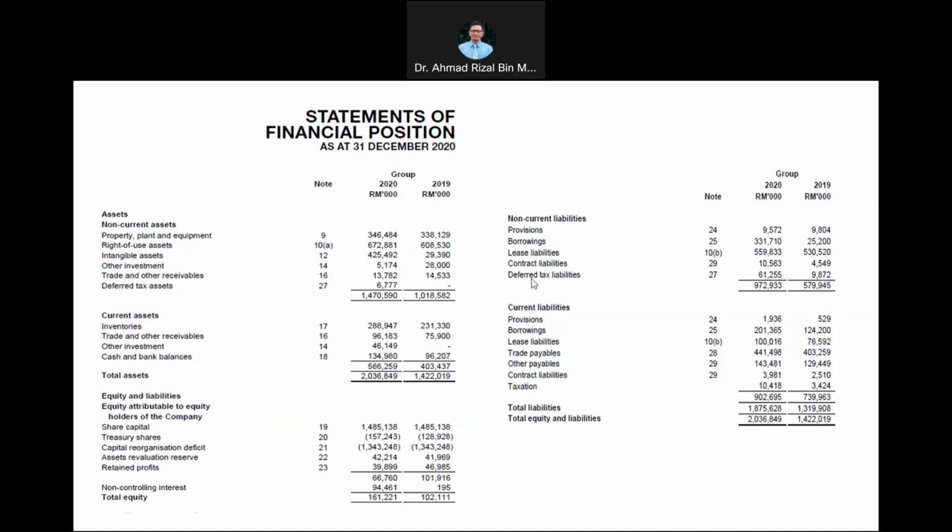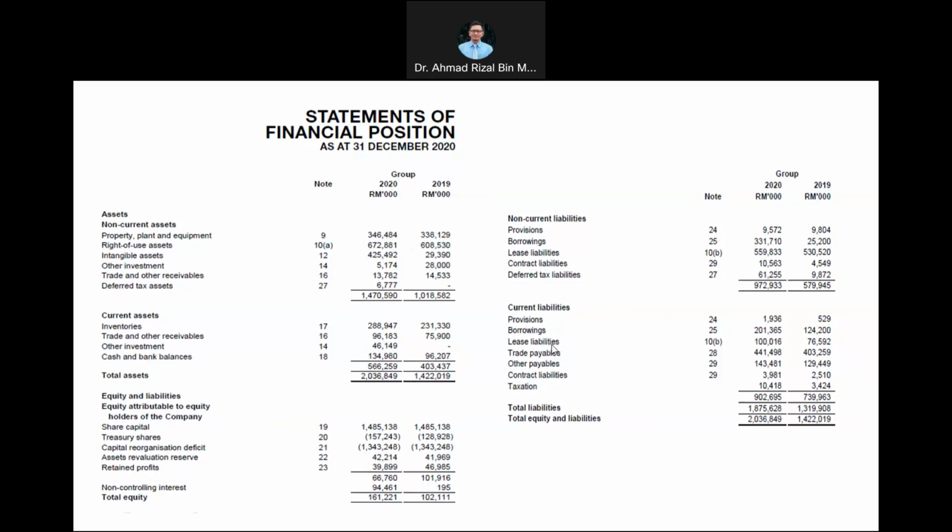Then contract liabilities and deferred tax liabilities. So the total non-current liabilities are 972 million. And then we have the current liabilities. Okay. The most important items here are borrowings. This reflects the short-term borrowings the company made. Okay. And we have lease liabilities.